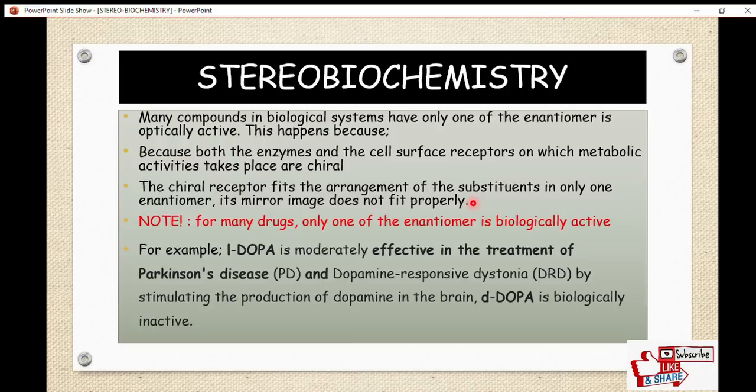In summary, today's slide was about stereobiochemistry, and we talked about stereochemistry. We said they have stereoisomers, and we talked about specific rotation. We talked about enantiomers and diastereomers. We talked about a meso-compound. And finally we talked about stereobiochemistry. So that's the end of the slide.